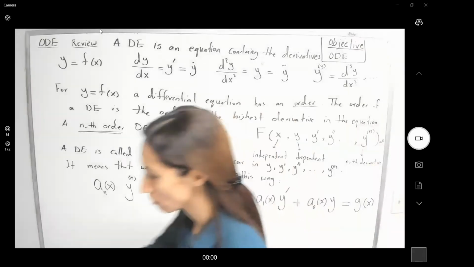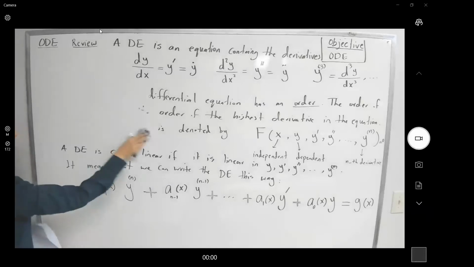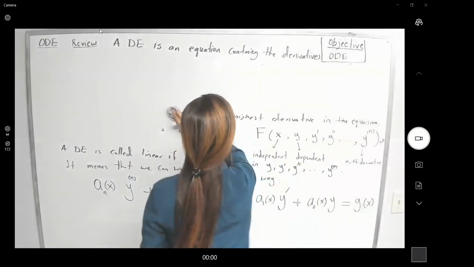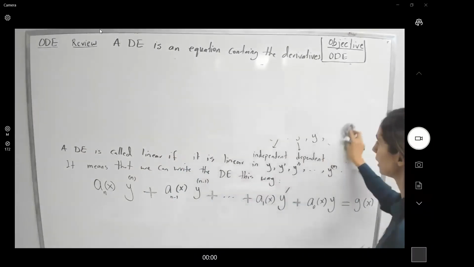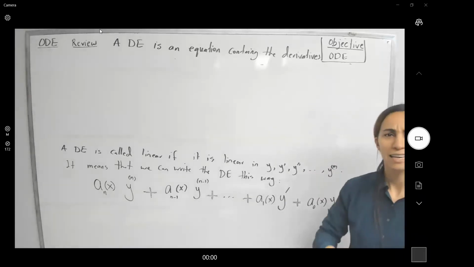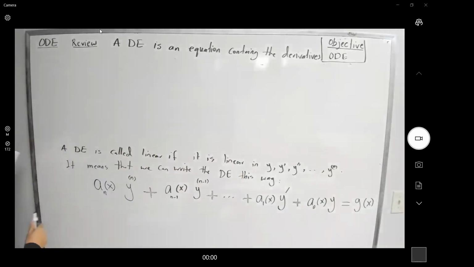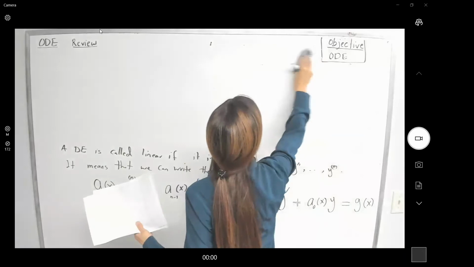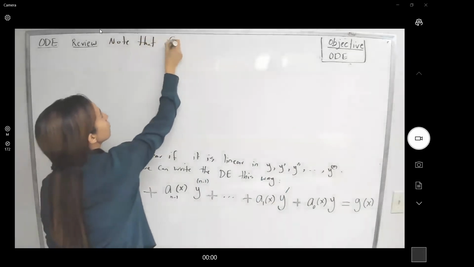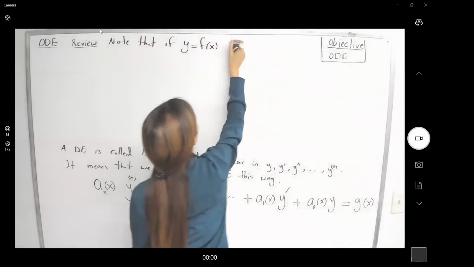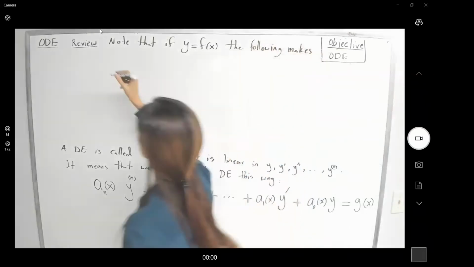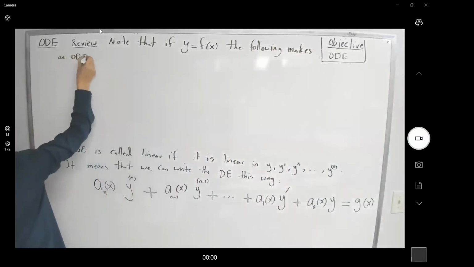Very well. So give us some examples of linear ODE and nonlinear ODE. Before going over the examples, whenever you see these in an ODE, it means that you have red flags. It means that it's nonlinear. So note that if y equals f of x, the following makes an ODE nonlinear.